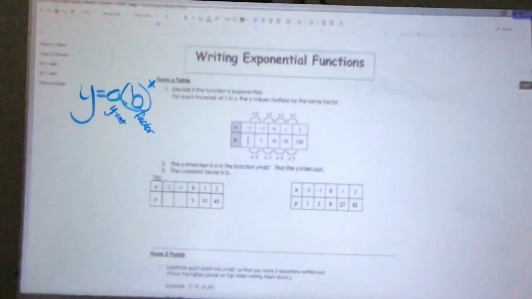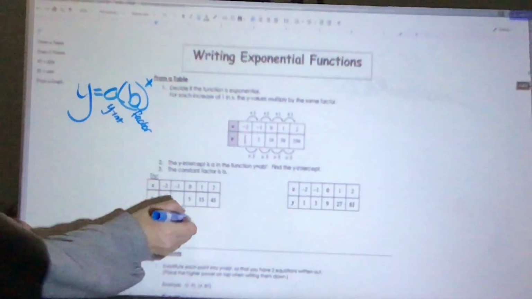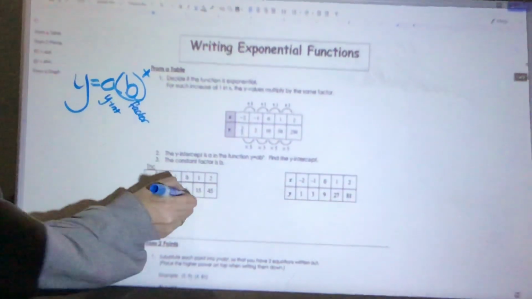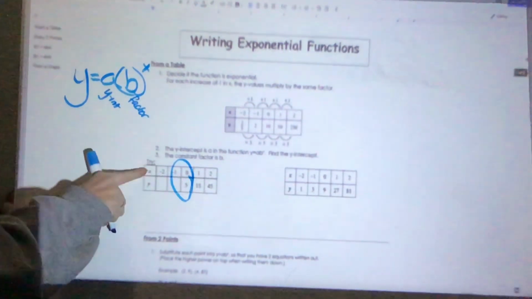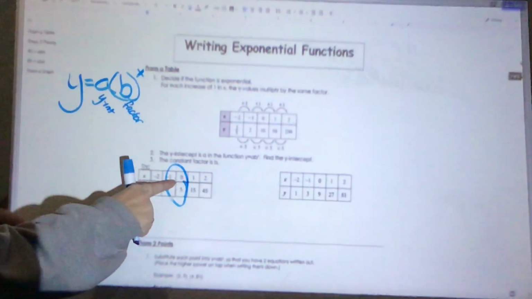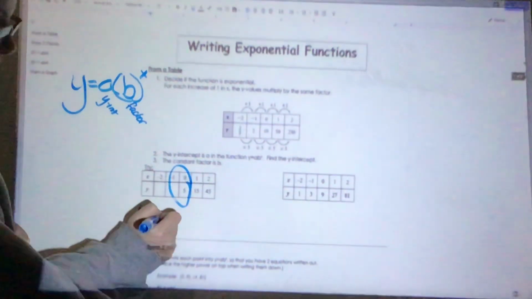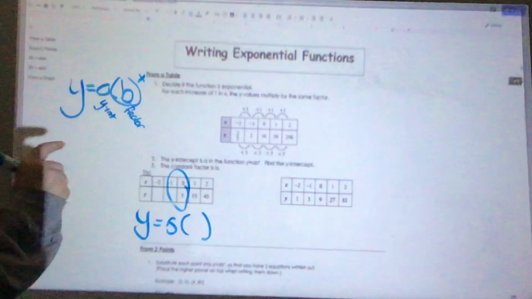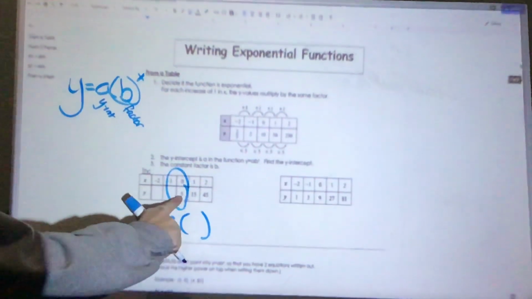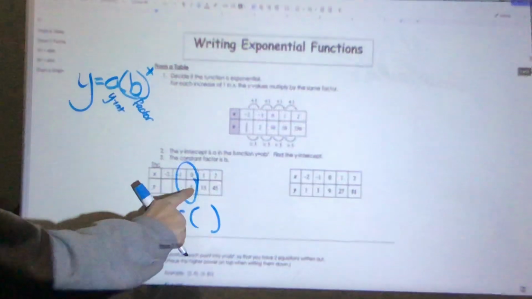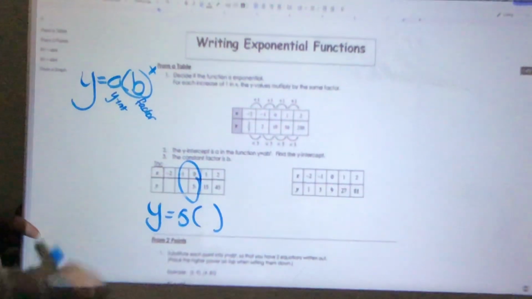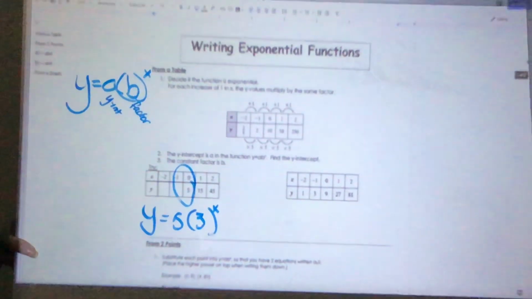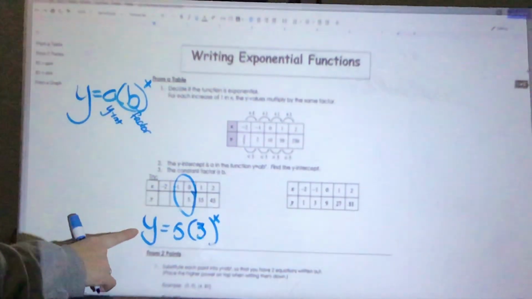So from a table, this is going to be pretty easy. We're going to be looking for our y-intercept. Sometimes the table will have it listed right for you. In this one, it does. The y-intercept is 5. That's what y is when x is 0. So we know that the equation is going to start off y equals 5. Now we're looking for our factor. We're looking for what gets multiplied by each time you move along in x. So it went from 5 to 15 to 45. It was constantly being multiplied by 3. So that is the factor. So this is our function for that table.